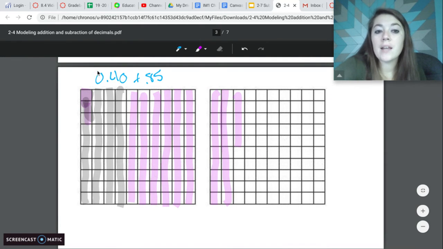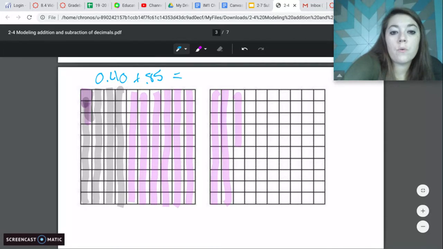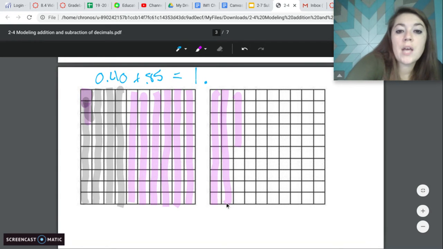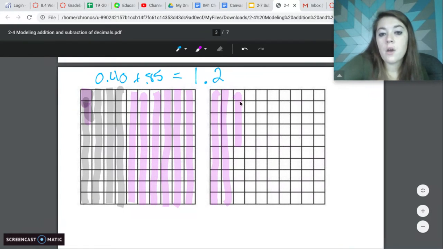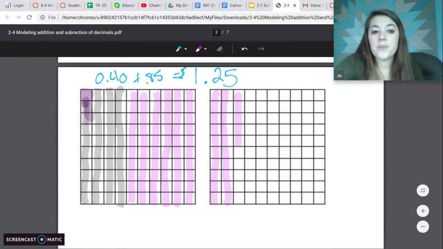So now to find the answer to this problem, how much it would cost to run both, we add it up. Well, if we fill in one entire big square, that represents one whole. So we have $1, and now we need to look over here. We've got 2 columns that are completely filled in, so that represents 2/10. Plus, we have these 5 little boxes which represent our hundredths. So, 125. So it's $1.25 a month to run both the DVD player and the dishwasher.